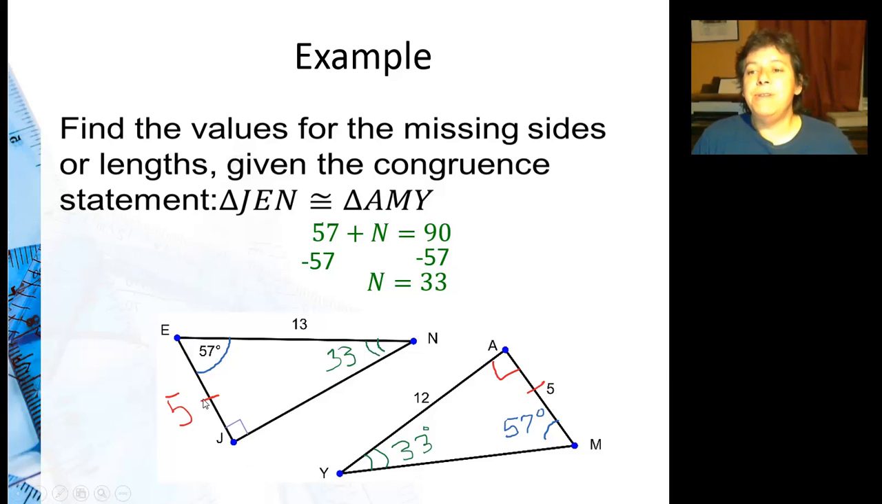Finally, I can fill in the missing sides. I know that's 5, and that's 5. And then I also know I have my hypotenuse already, the 13. And finally, the last side is 12.